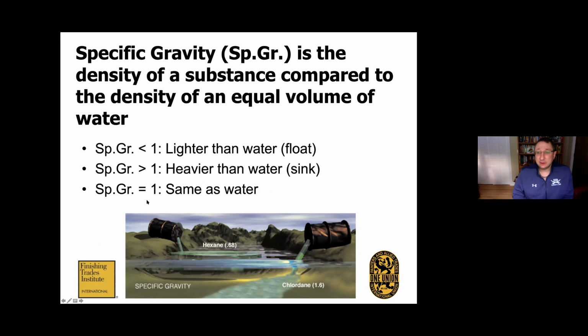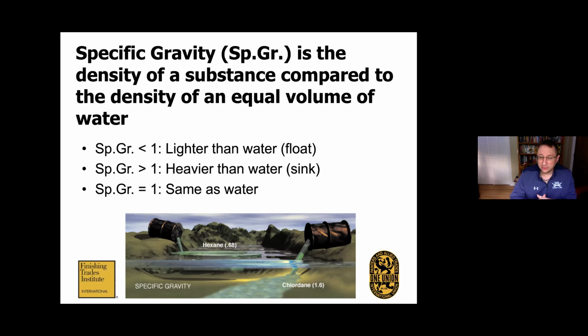Then we got specific gravity. This is a measure of how dense something is compared to water. So we're going to use 1 as an example of water, and that's what we're going to compare it to. So things that are less, it's going to float. If it's greater than 1, it's going to sink. And if it's the same as water, it's going to sort of suspend and mix in with water. This is more important if we're talking about environmental protection and contamination, things like that.